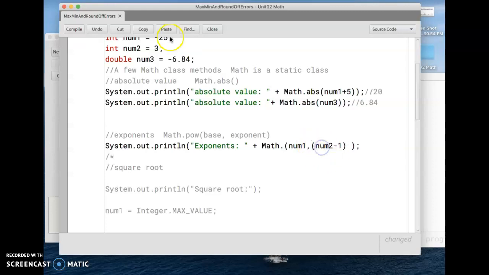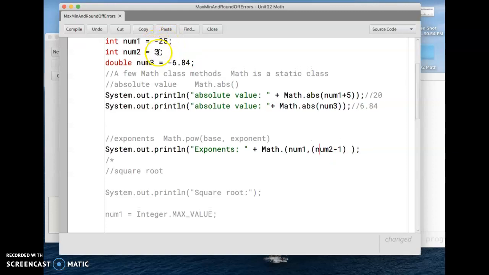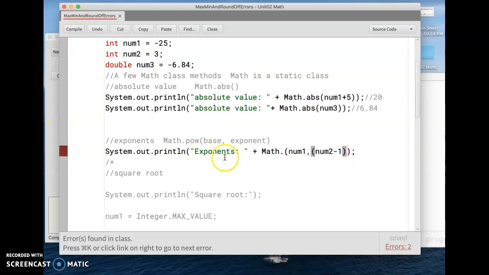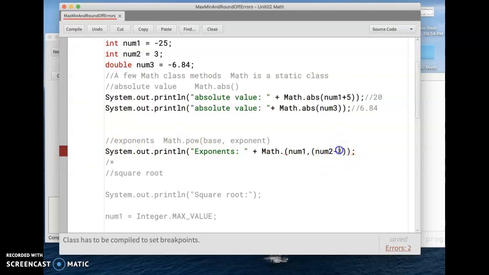Num2 is 3. See, it's 3 up here. 3 minus 1 is 2, so it'll figure out that this is 2 and then run it. So I'm just trying to get across here that order of operations are always followed. It's going to do what's in the innermost parentheses first, then work its way out, just normal order of operations always. And of course, I'm sure I missed some sort of parenthesis. I always do. Whatever.